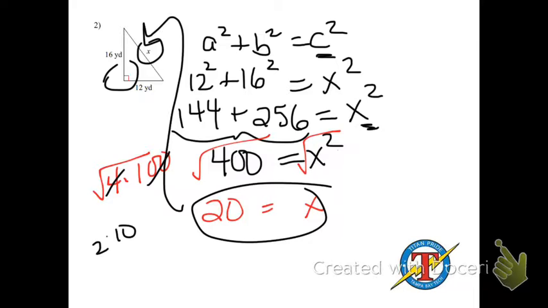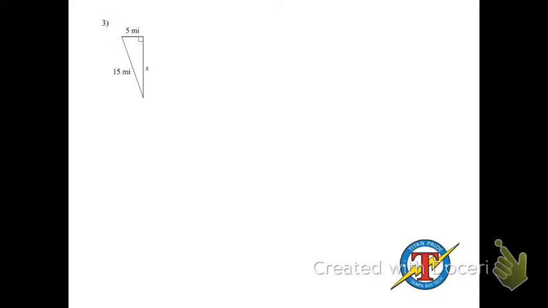Okay, I think I have one more example. Let's see what we got. Yeah, I thought so. I thought I had one more in here. And I'm pretty sure the reason I chose this is how you write your different answers.